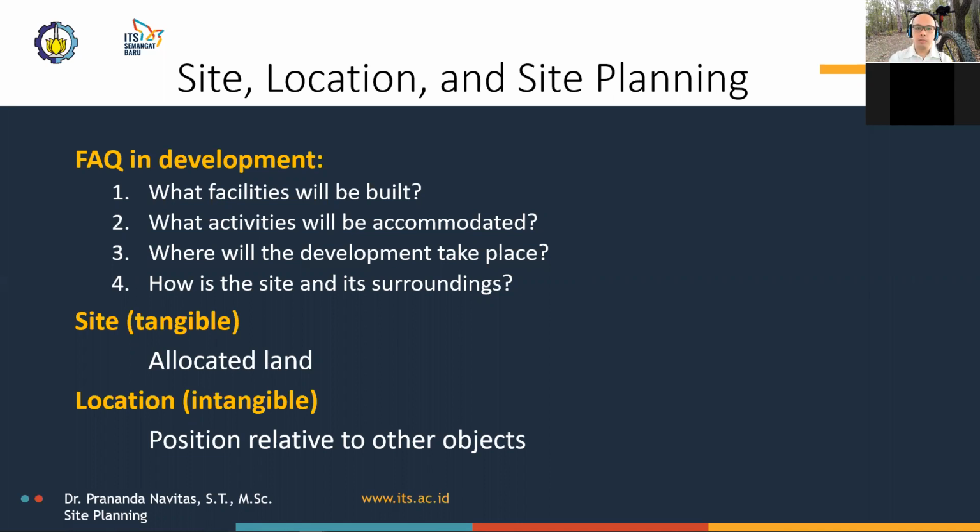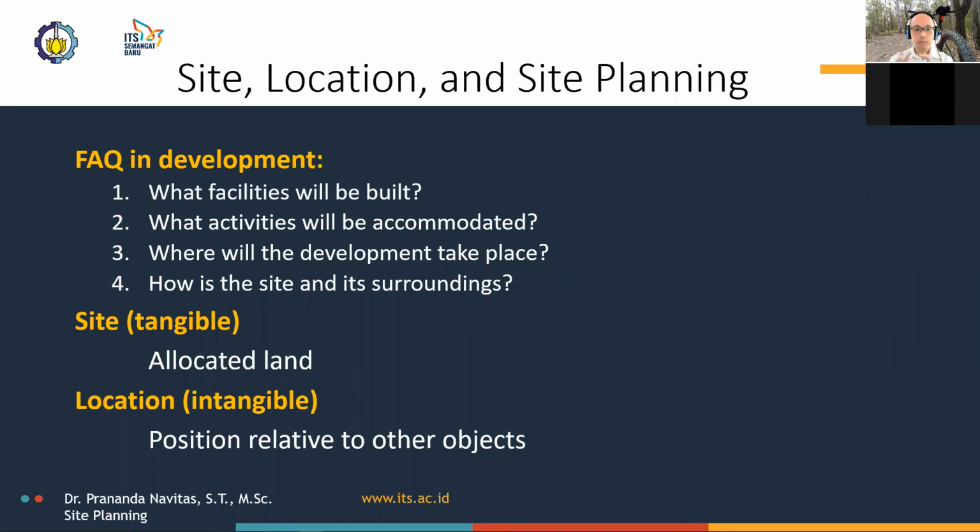What facilities will be built on the site? What activities will be accommodated? Where will the development take place? And how is the site and its surroundings? How is its overall condition? Questions 3 and 4, where the development will take place and how is the condition of its site and its surroundings, correspond strongly to site planning, specifically the location of the site and its characteristics.